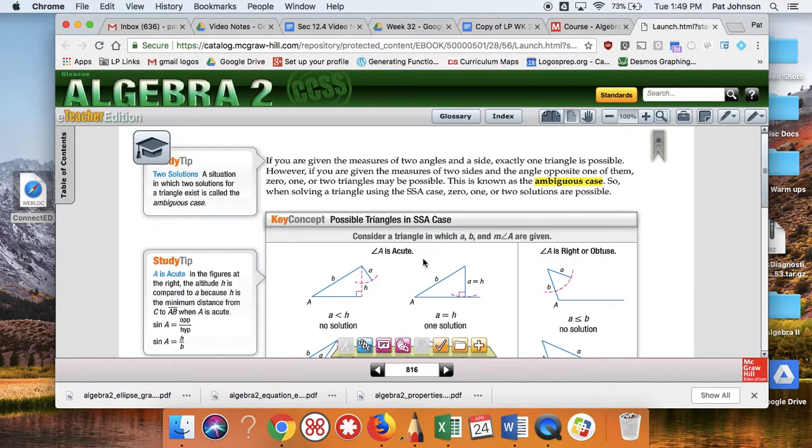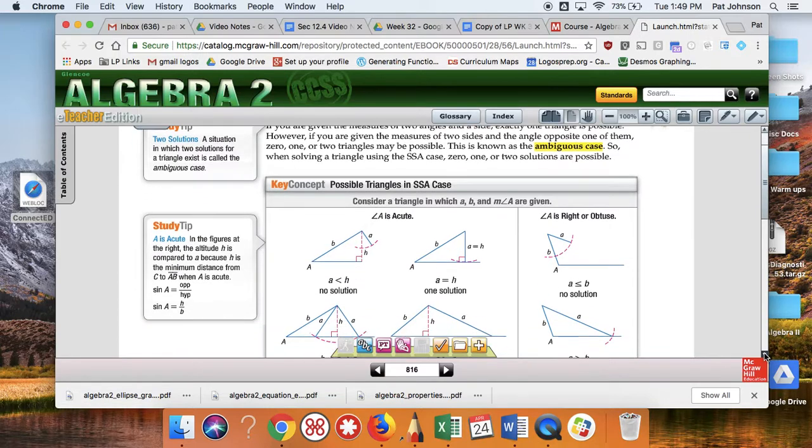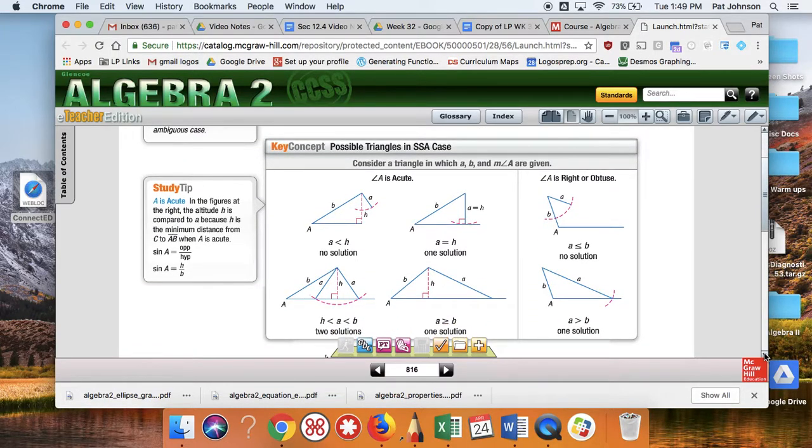So this key concept box is going to be really important, and it's going to give us all the information that we need to find the ambiguous case. This only applies when given two sides and an angle, not when given two angles and a side. And one of the angles, of course, has to be opposite one of the sides. So first of all, we consider a triangle in which a, b, and the measure of angle A are given. We first decide the angle that's given, which we call A. It might have a letter B, it might have a letter C, it does not matter. The angle that's given, we're going to use for formula purposes, is going to be considered the measure of angle A.